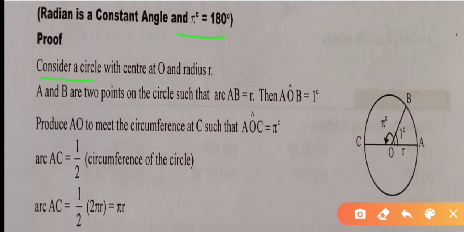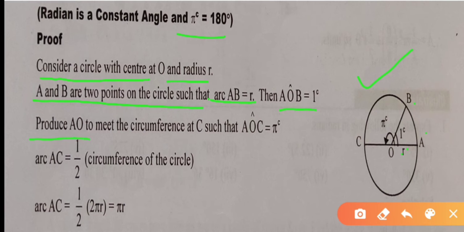Consider a circle with a center O and a radius R. A and B are two points on the circle such that arc AB equals R. Already we know arc AB equals what? R, that is the radius. Then angle AOB equals 1 radian. Already we know by using radian measure we can find the angle, that is, angle AOB equals 1 radian.